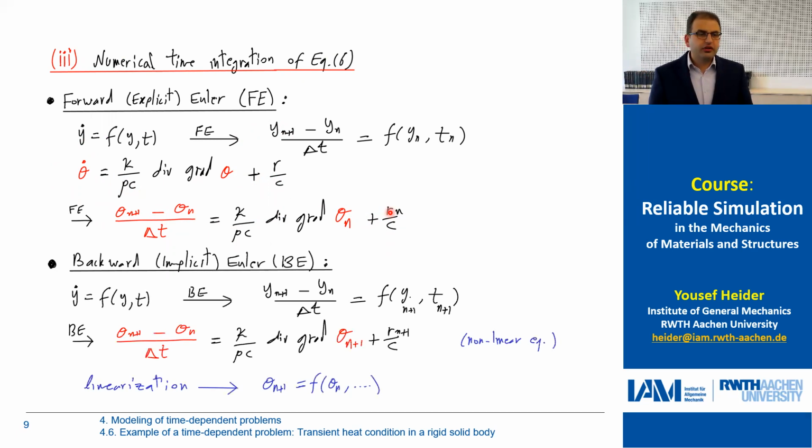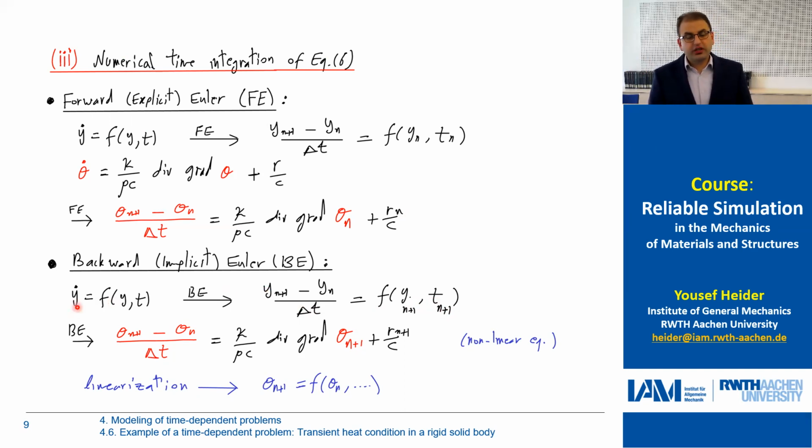If we take the alternative scheme, the backward Euler or implicit Euler, we start from the same form of the ordinary differential equation and apply an implicit time integration scheme. The left-hand side would be exactly the same as before: (y_{n+1} minus y_n) divided by delta t. The right-hand side, our function, is evaluated at the next time step, so we have y_{n+1} and t_{n+1}.